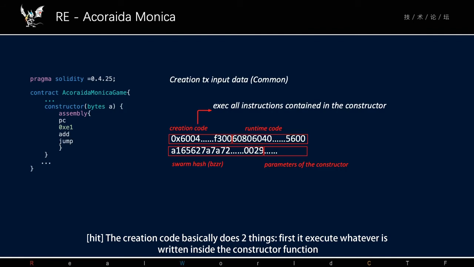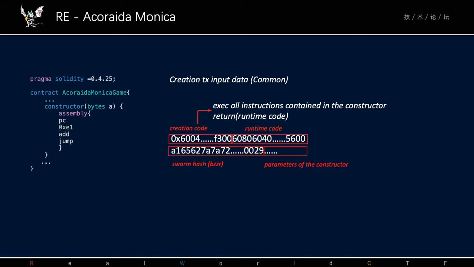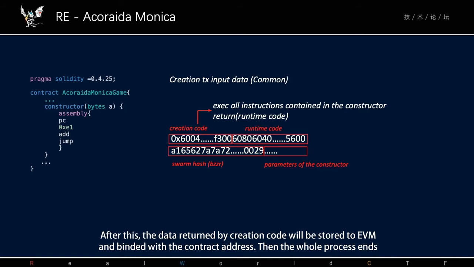The creation code basically does 2 things. First, it executes whatever is written inside the constructor function. Then it copies the runtime code to a piece of memory, returns it to the EVM, and terminates the whole creation procedure. After this, the data returned by the creation code will be stored in the EVM and bound with the contract address. Then the whole process ends, right?